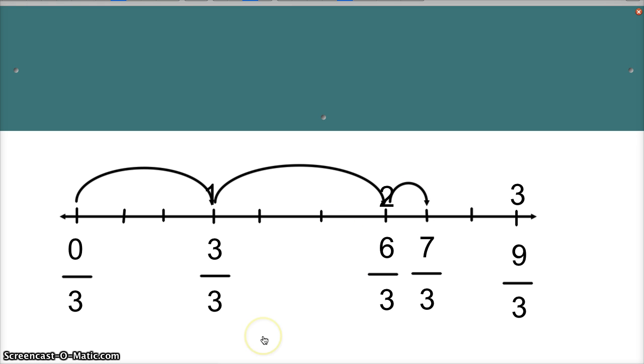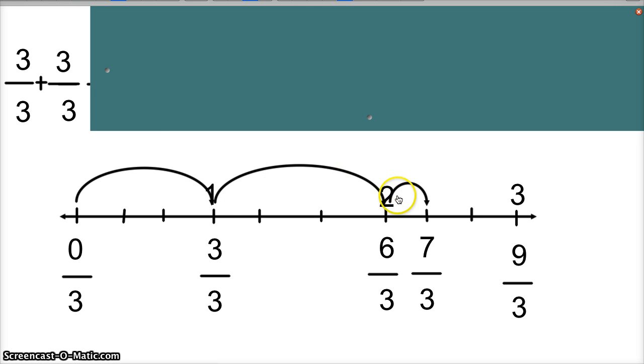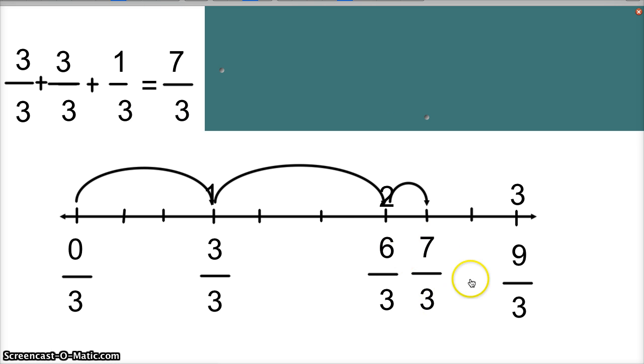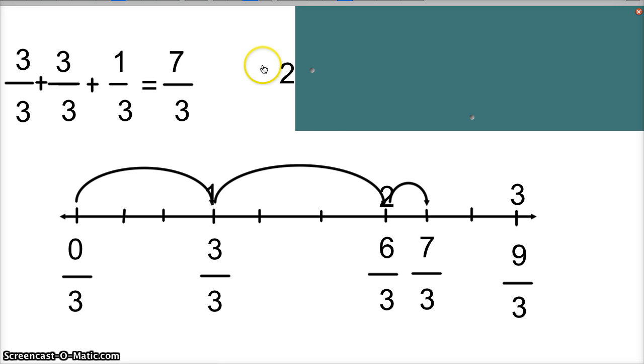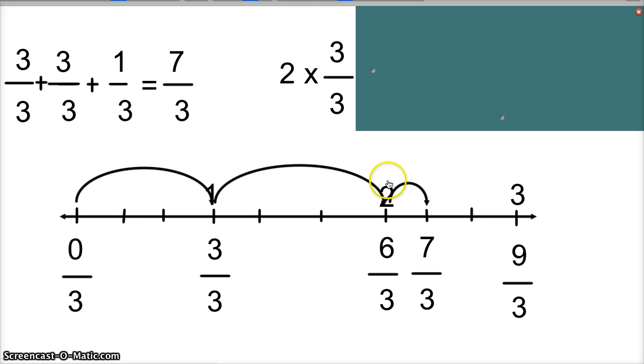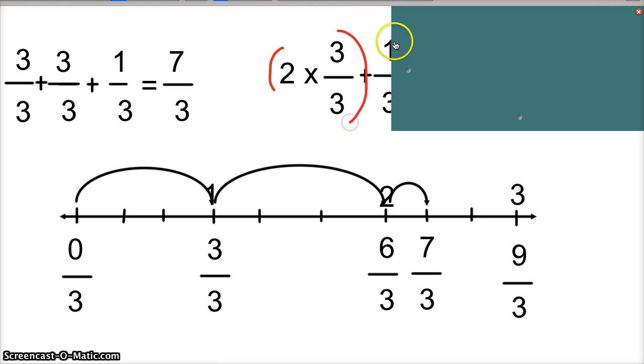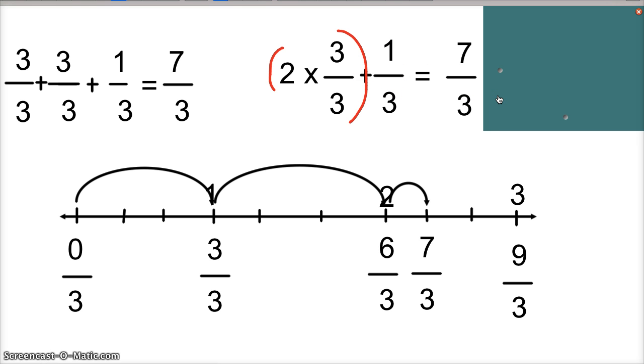Just that one little gap. So you write the addition sentence, and there's also a multiplication sentence that could go along with this. So start with the addition sentence. What plus what plus what equals where I ended up. 3/3, that was my first chunk, plus 3/3 again, plus 1/3 equals 7/3. And I could represent this also as 2 copies of 3/3, plus, I'm going to add some parentheses in here since those go together, plus 1/3, equals 7/3. And what do we know about 7/3?